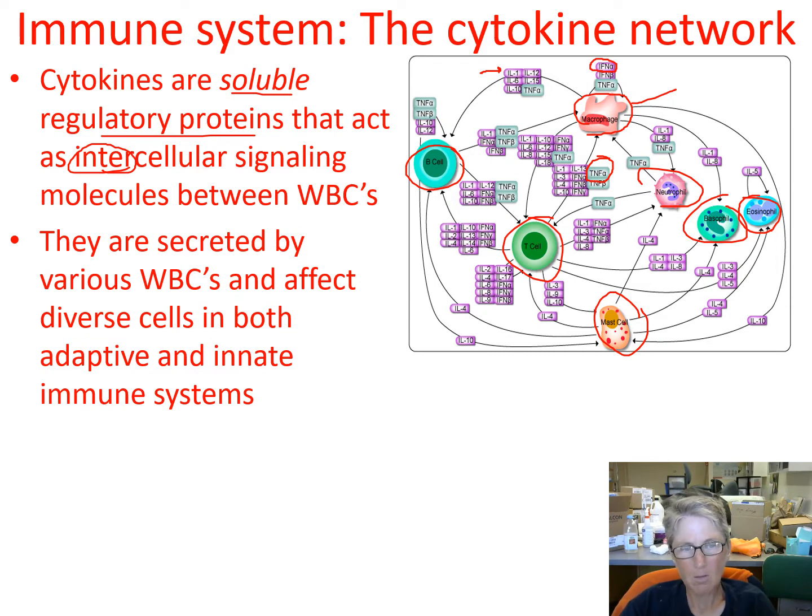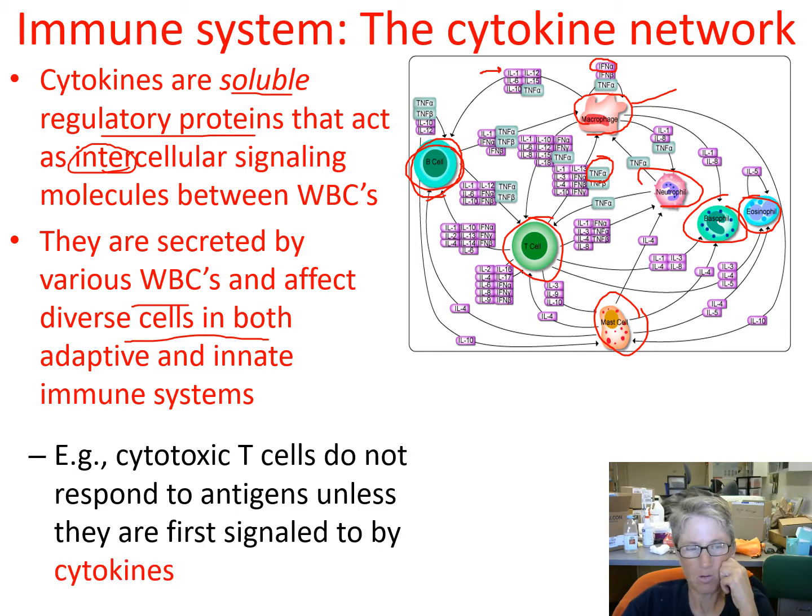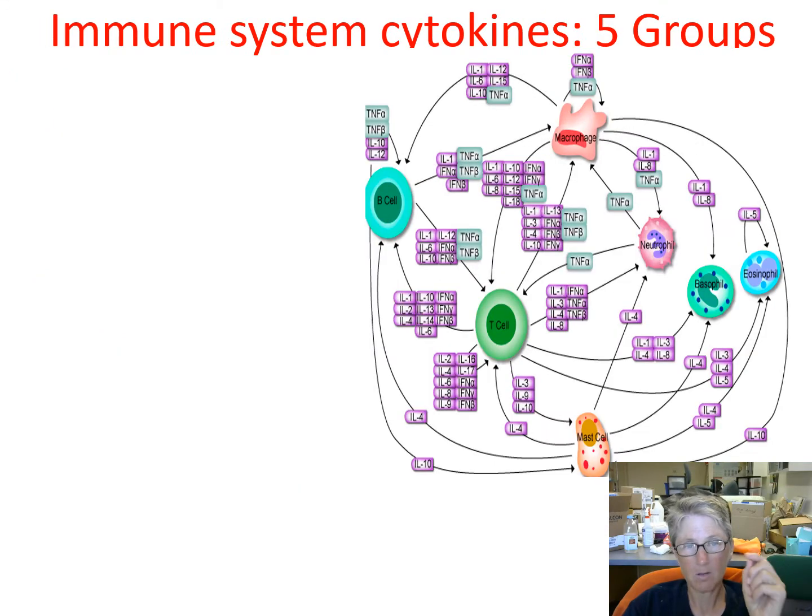So cytokines are secreted by various white blood cells. They affect diverse cells in both the adaptive and innate immune system. So remember, our major cells in the adaptive system are B and T cells, and then our major cells in the innate are macrophages and neutrophils and natural killer cells. So cytotoxic T cells, or TC cells, do not respond to an antigen unless they are first signaled to respond to that antigen using cytokines.